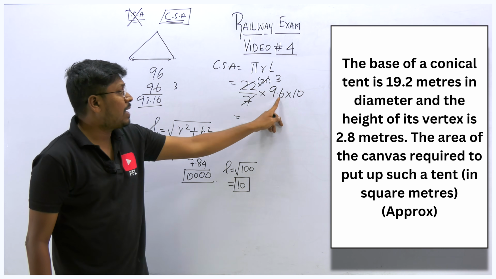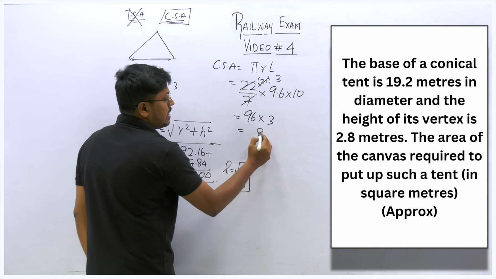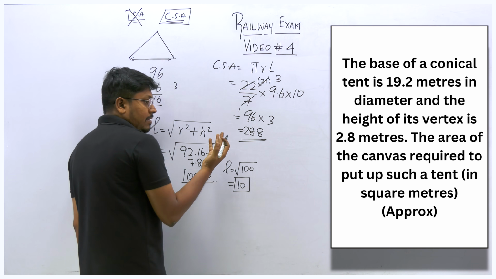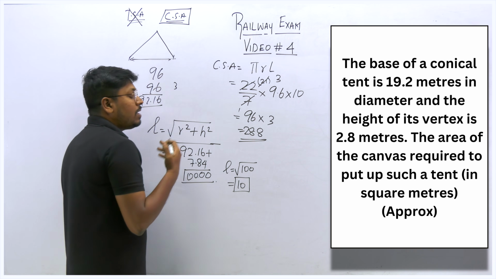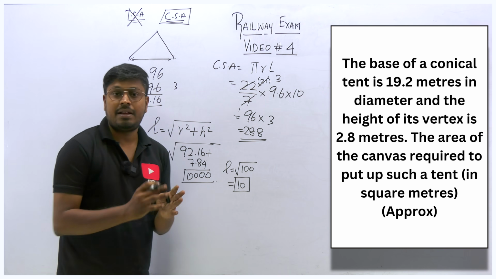So 3 into 9.6 into 3, which will be 96 into 3. 6 3s are 18, 9 3s are 27, 28. So the area of the canvas, which is the cloth required to make a conical tent, will be 288 square meters of canvas required.